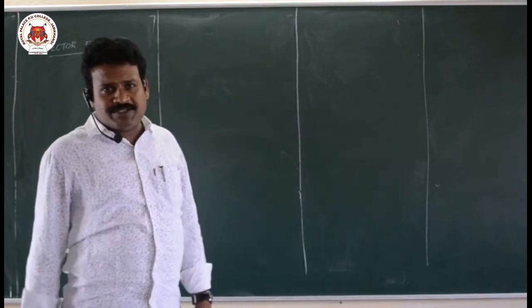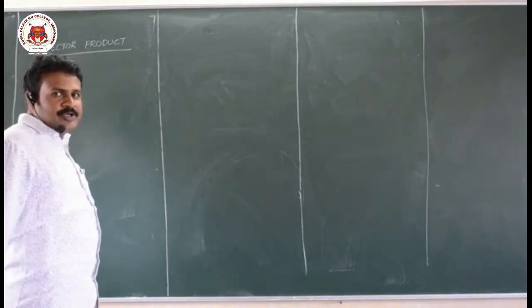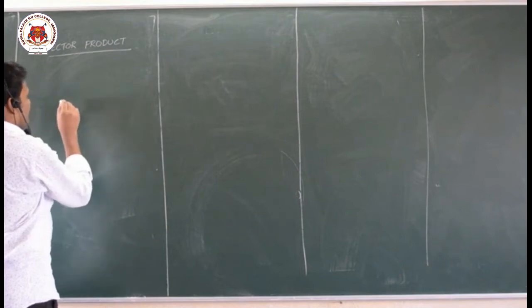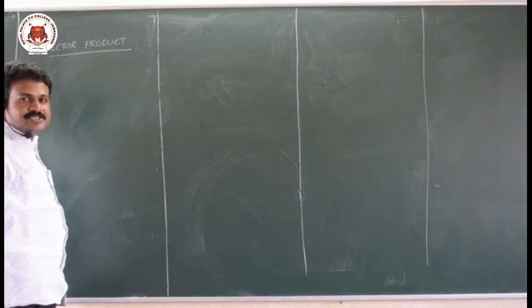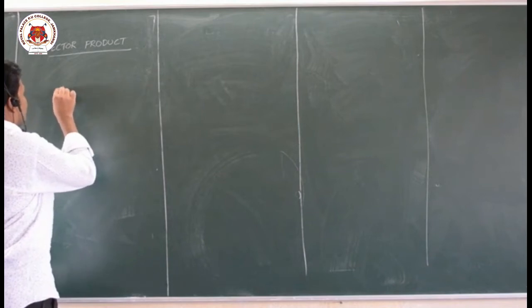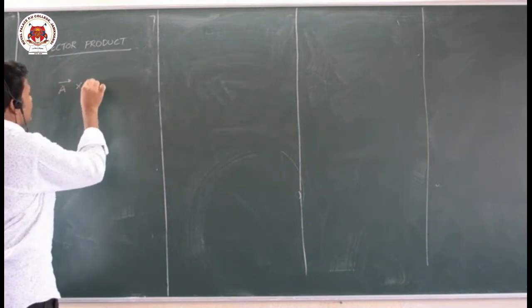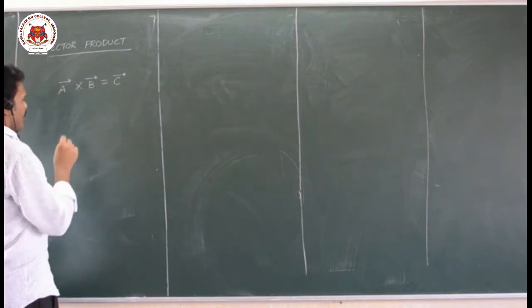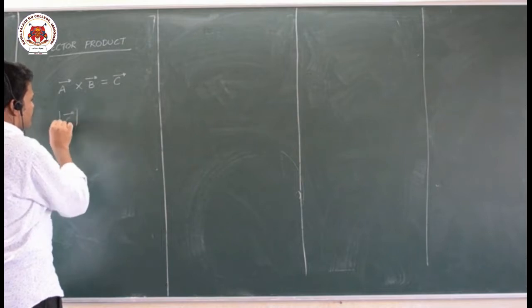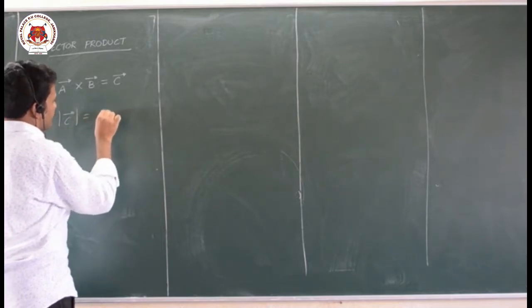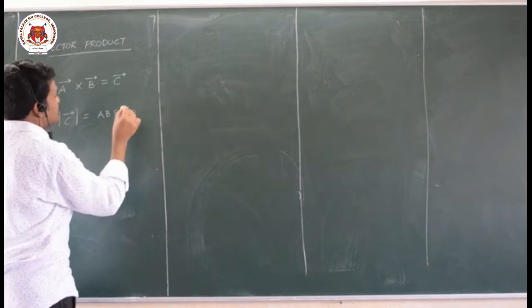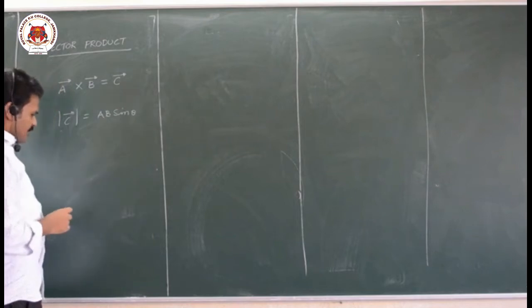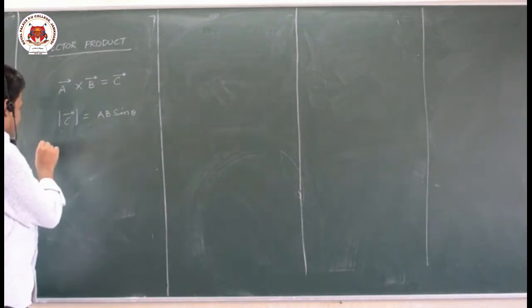The vector product is the product of two vectors which also gives a vector. In the previous case, a bar dot b bar gave you c, where c is a scalar quantity. Here, a bar cross b bar is equal to c bar, and the magnitude of c bar is equal to ab sin theta. This is called the vector product. Now the magnitude of c is ab sin theta, then how to find the direction of c bar?